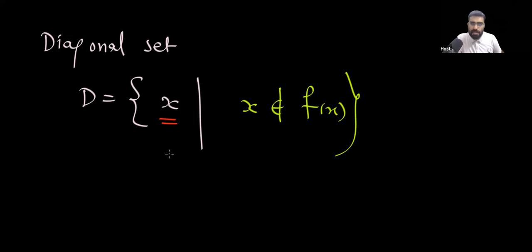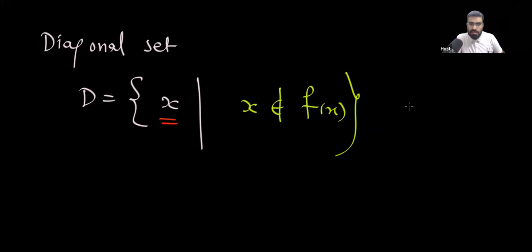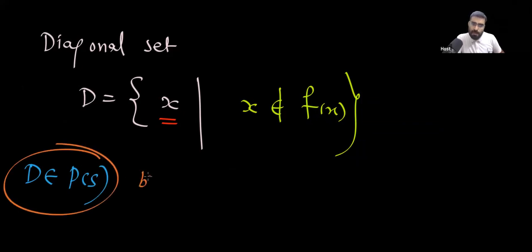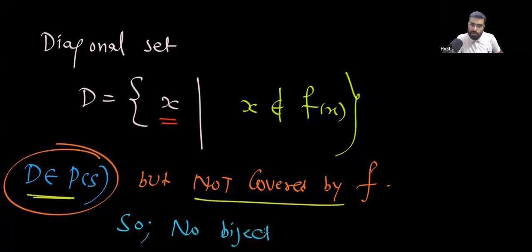This is the diagonal set D we are creating. And you can easily notice this set will not be covered in the F. You can easily notice that this D belongs to power set of S, but not covered by F. You can take whatever F. So remember, this set D belongs to PS, and this is not covered by F. So I can say there is no bijection from S to PS.